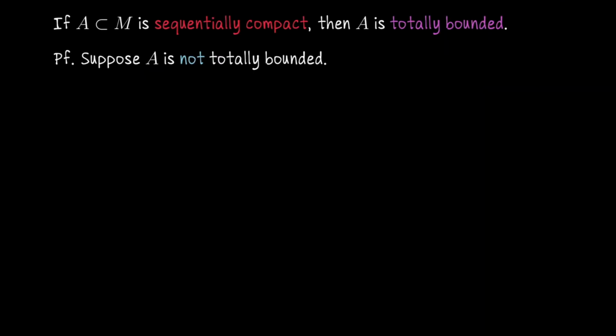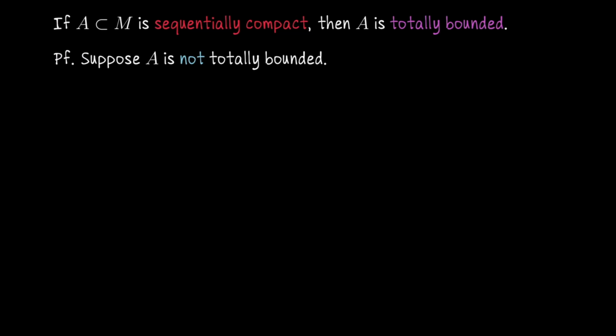All right, let's connect the two ideas that we've learned in this lecture. We are going to prove that if A is sequentially compact, then A is totally bounded. To prove this, we will actually prove the contrapositive. We will show that if A is not totally bounded, then A is not sequentially compact. To understand how this proof is going to go, we need to carefully negate the definitions that we have. So what does it mean for a set to not be totally bounded?